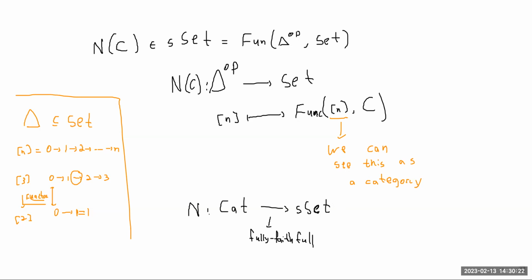Now let's go to the geometric realization of simplicial sets. We said at the beginning that simplicial sets are a combinatorial way to describe topological spaces, right? So how do we move from simplicial sets to topological spaces? The geometric realization of simplicial sets.